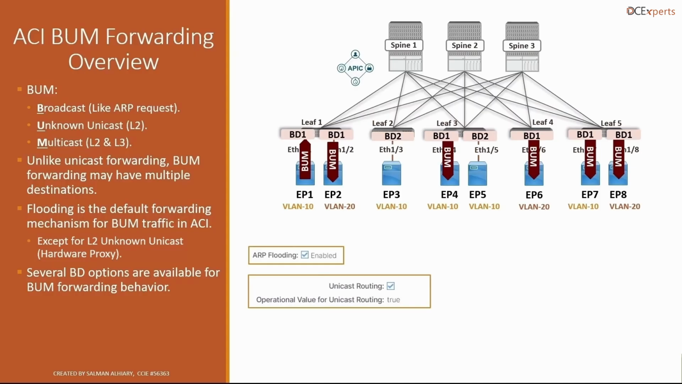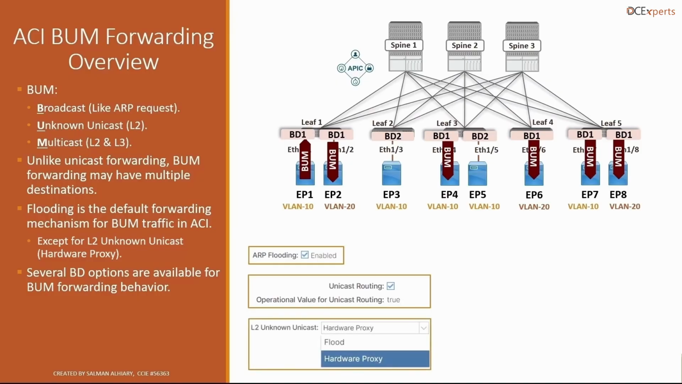This option is not only to enable the gateway and IP address learning under the bridge domain, as we mentioned before, but it also impacts the ARP traffic forwarding decision. We have the L2 unknown unicast, hardware proxy or flood. By default, it is a hardware proxy, as I mentioned. I discussed the hardware proxy in the previous lecture, and in this lecture, we will see how the ACI floods the traffic.